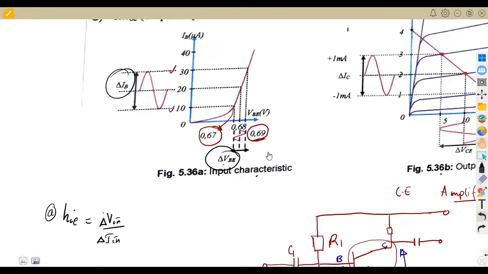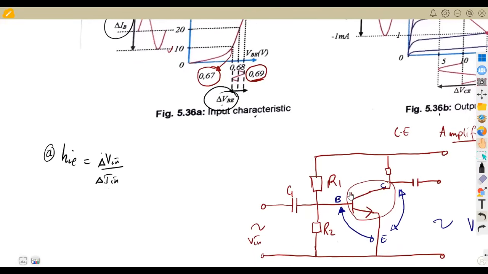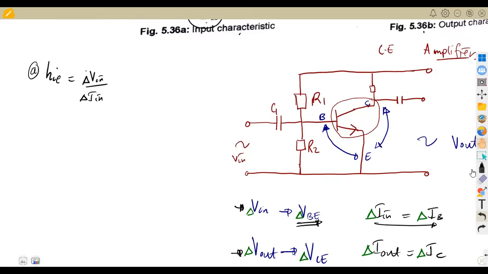All right, so let us conclude our formula. Like I said, the change in V in simply indicates the change in VBE. So it's going to be the change in VBE at the input, then the input current, which is the base current.